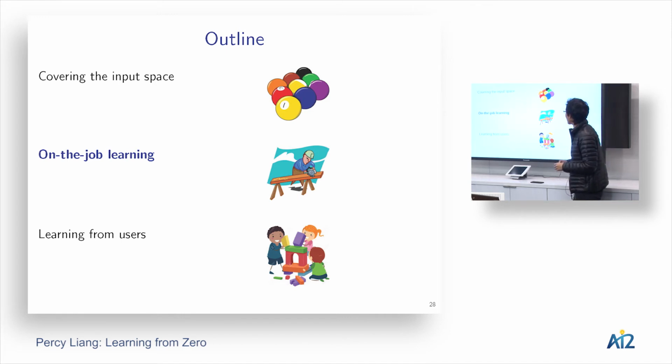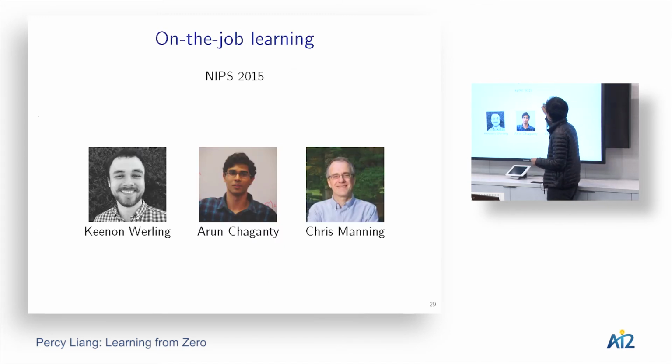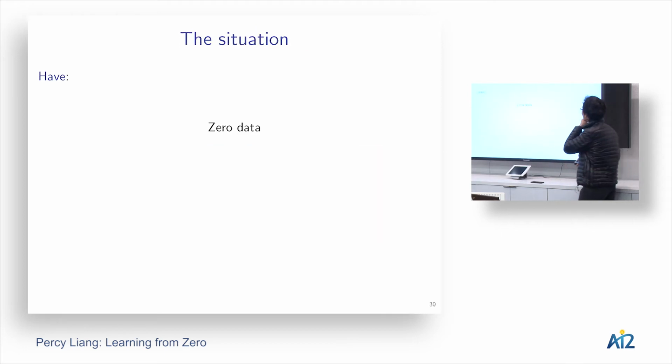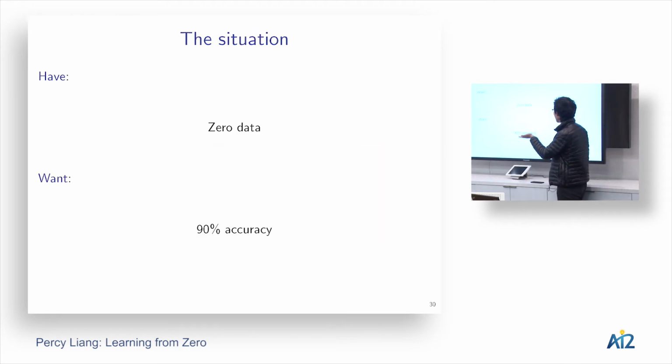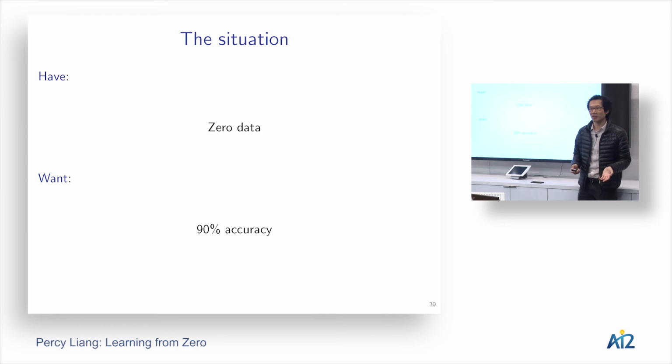So the next part is going to be on-the-job learning. This is a NIPS paper that showed up last year with Keenan, who's an undergrad with us, Arun, who is one of my PhD students, and Chris Manning, who many of you probably know. So the situation is we have 0 data and we want 90% accuracy. So this seems utterly hopeless.